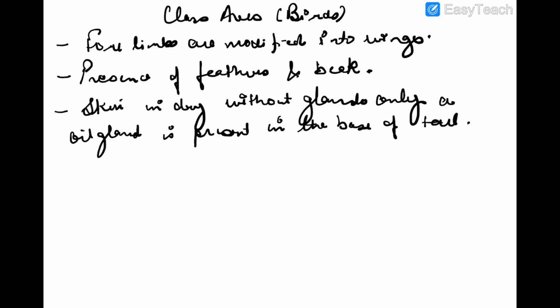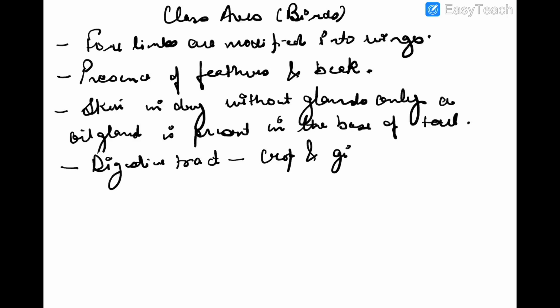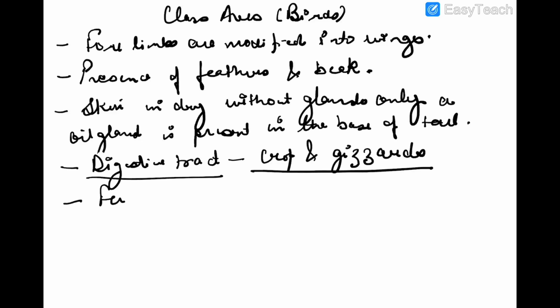They have a digestive tract with special chambers known as crop and gizzard. So the crop and gizzard are the chambers present in the digestive tract, which help in digestion of food. Fertilization is internal, and they are also oviparous.